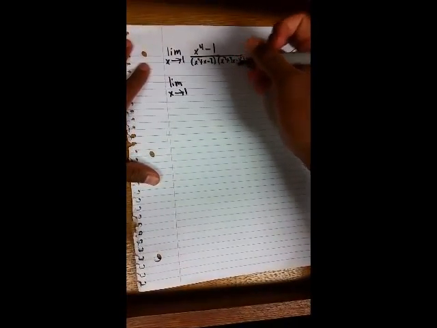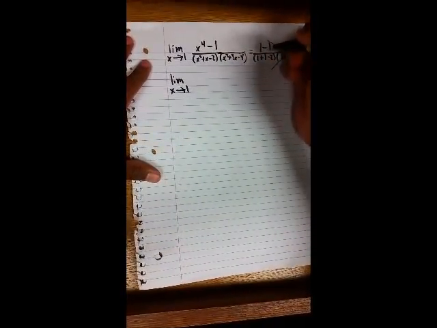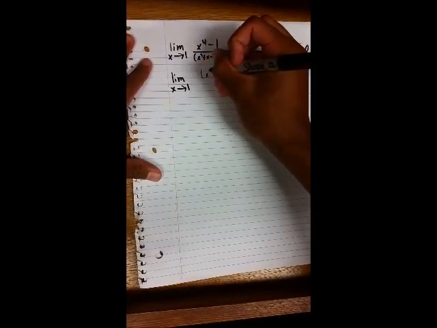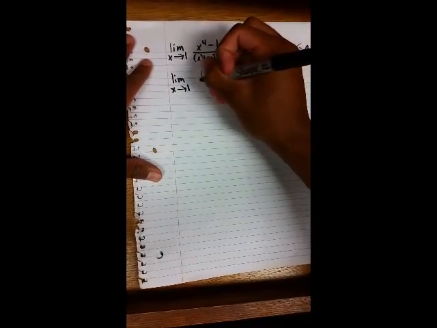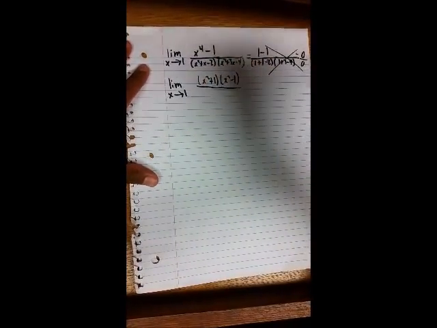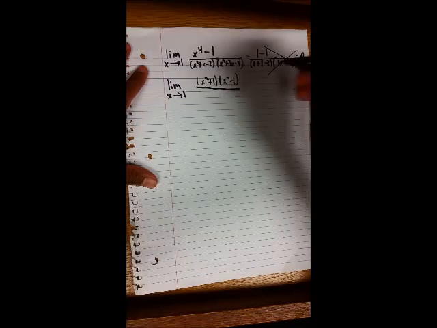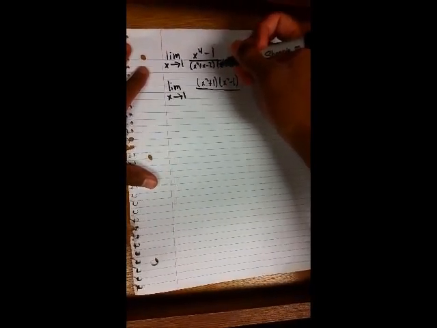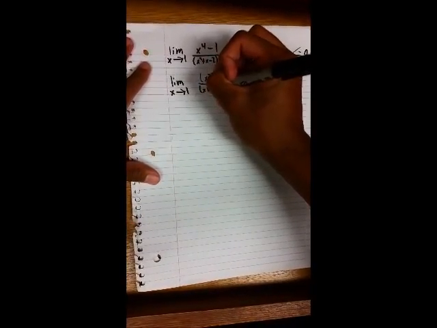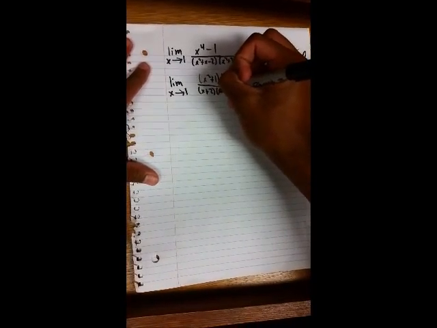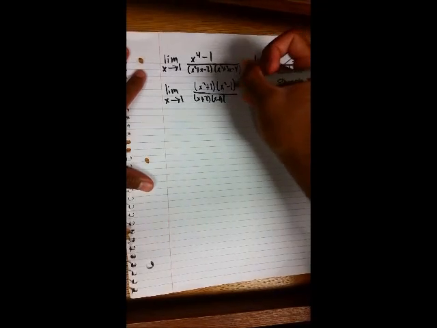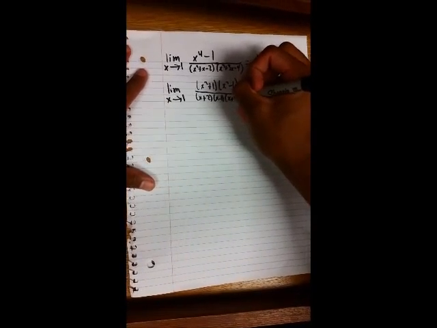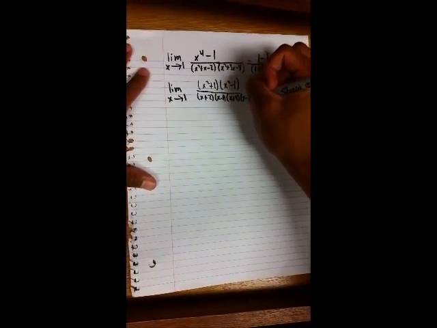Limit as x approaches 1. Factoring the top, we get (x^2 + 1)(x^2 - 1). Now let's factor the bottom also. x^2 + x - 2 is equal to (x + 2)(x - 1). x^2 + 3x - 4 is equal to (x + 4)(x - 1).